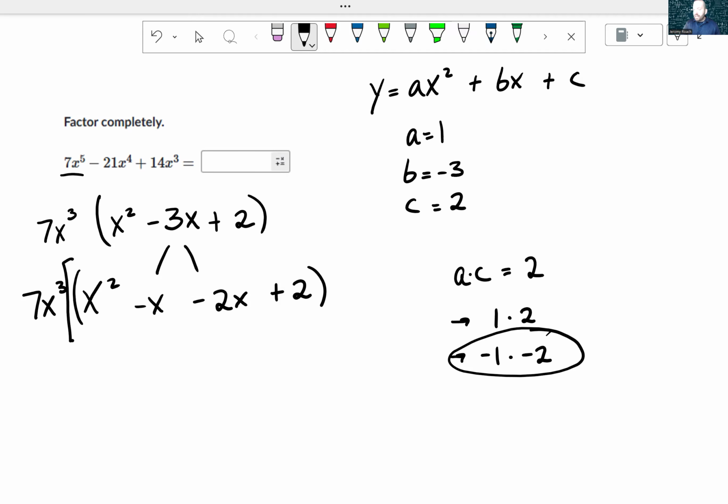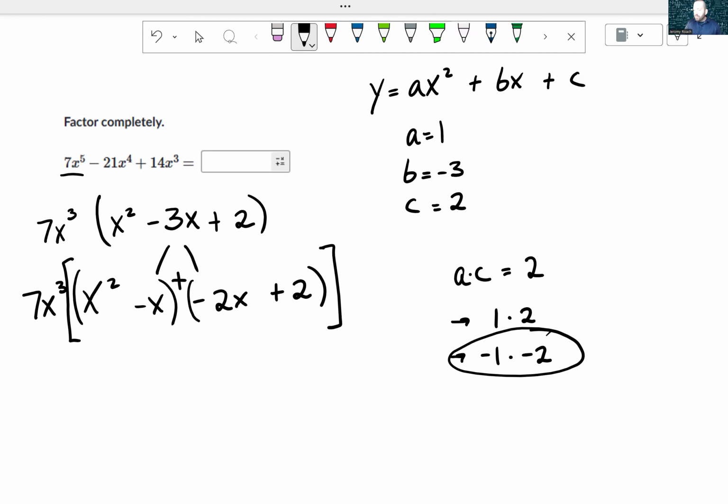I'm going to put a bracket here to show that we're multiplying all of this by 7x cubed. We're just going to hang on to the 7x cubed and not do anything with that just yet. But we are going to group these like this and put a plus between them. That's really important. We're not multiplying these. This has to be -x plus -2x equals -3x. So plus goes between them.